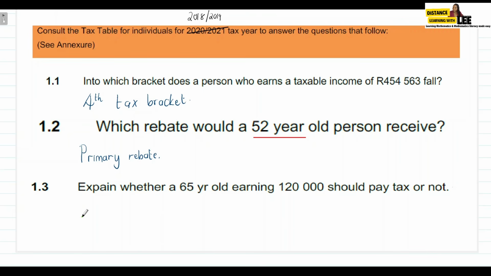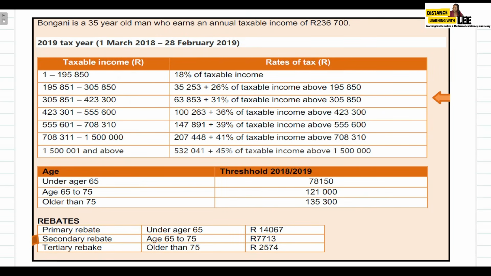So this question basically taps into our tax threshold discussion. If a person is earning 120,000, and that person is 65 years old, should they pay tax or not? So we have to look at our tax threshold table, because that'll help us determine what is happening. What is happening in the first row? It says that if you are under the age of 65, the tax threshold is 78,150.